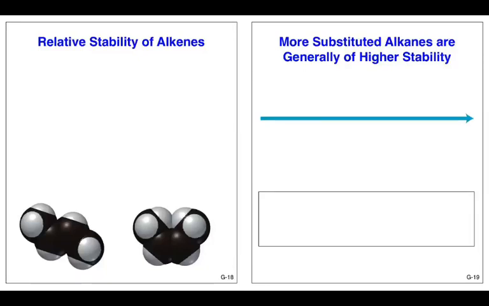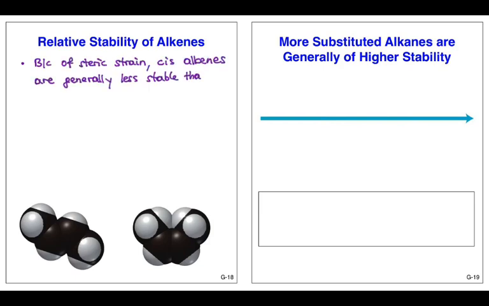Hi! So in this mini lecture we will learn to judge which alkenes are the most stable. So first of all, because of steric strain, cis alkenes are generally less stable than trans alkenes. Let's look at an example. Let's look at 2-butene to see why this is the case.